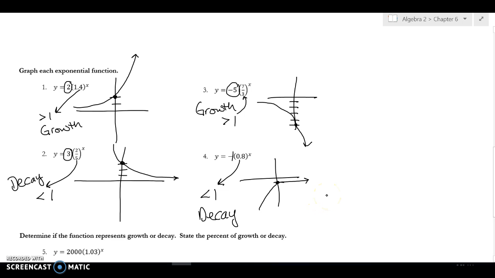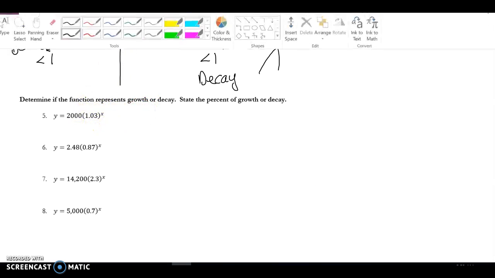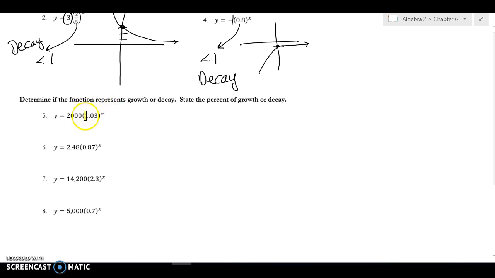All right, the next type of problem is when you're not graphing, you just have to find out if it's growth or decay. The way I do that is I look in the parentheses. This is 1.03, and that is larger than 1, so this is growth. To find out how much larger it is, I'm going to subtract 1 from it. That's 0.03, which is 3% growth.